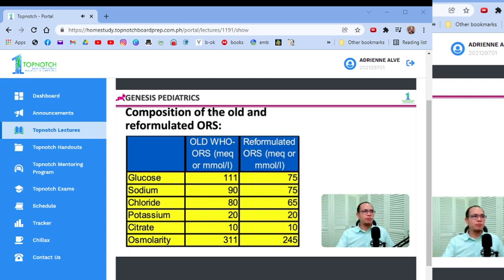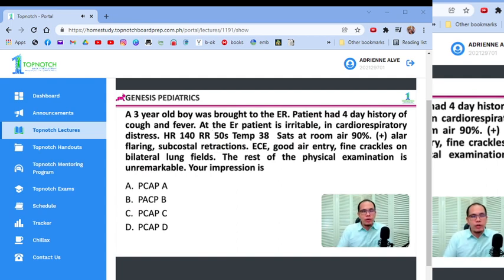So for our next case, you have a 2-year-old boy who was brought in the ER with a 4-day history of cough and fever. At the ER, the patient is irritable in cardiorespiratory distress with a heart rate of 140, that's tachycardic, RR of 50, that's tachypneic, temperature of 38, and a saturation at room air of 90%. There's noted alar flaring, subcostal retractions, okay? There's equal chest expansion, good air entry, and there's fine crackles on bilateral lung field. The rest of the physical examination is unremarkable.